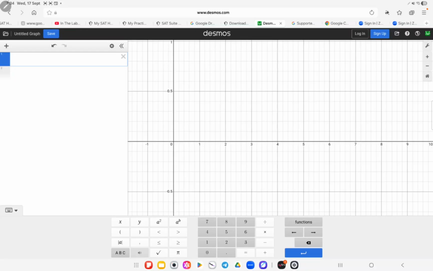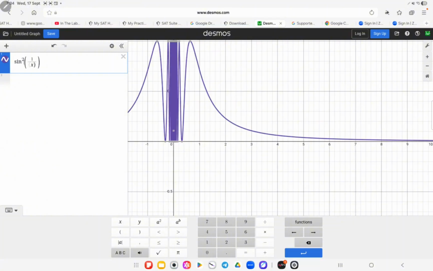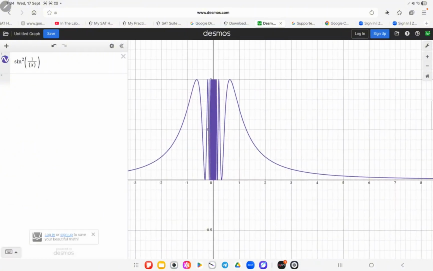Okay, guys, go to Desmos and type sine of 1 over x, but don't forget it must be squared. Sine is in functions. So I'm going to write squared here. Nice. Is it squeezed between 0 and 1?